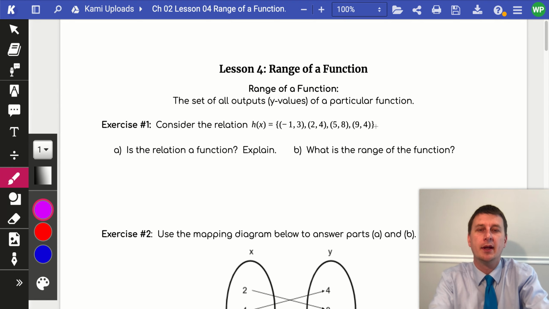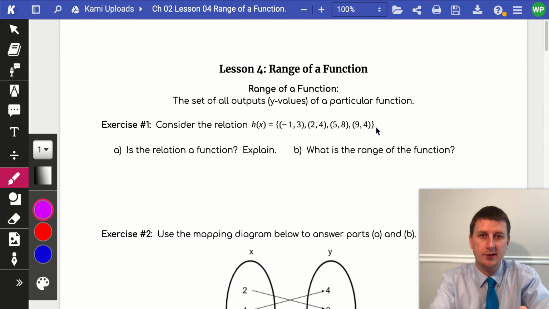Algebra 1. And in the previous lesson, we looked at domain of a function. And domain was all of the x values of that function. What we're going to be starting in this lesson is something called the range of a function. And while the domain was all of the x values, if you look at the definition for range of a function, it's the set of all the outputs or y values of a particular function.